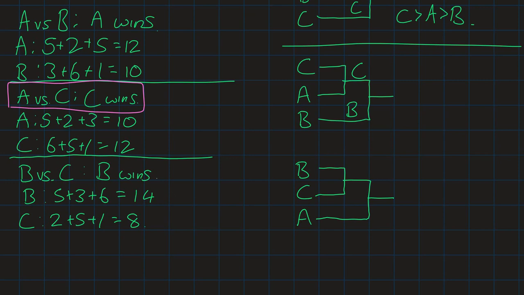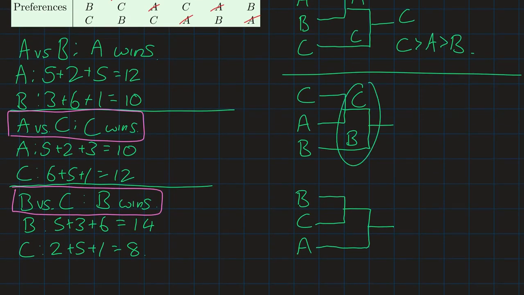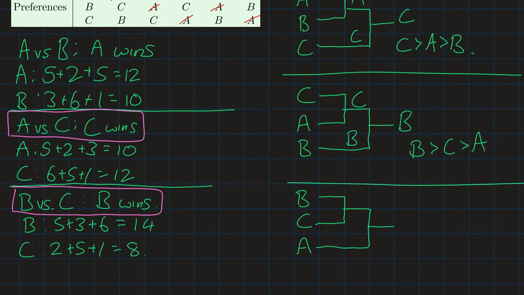Okay? So in a head-to-head runoff between B and C, B wins. Which means if I go back to my second agenda, head-to-head runoff between B and C, B wins. So the social ranking under this particular agenda would be B beats C beats A. Let's go on to the last one, okay? This agenda down here.